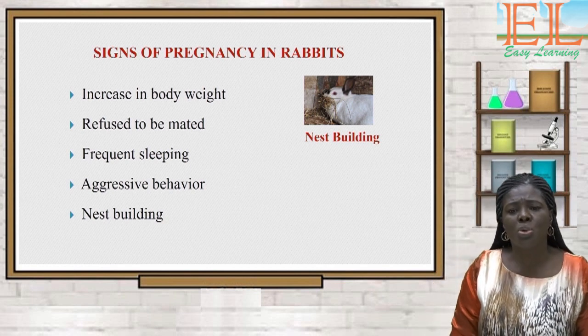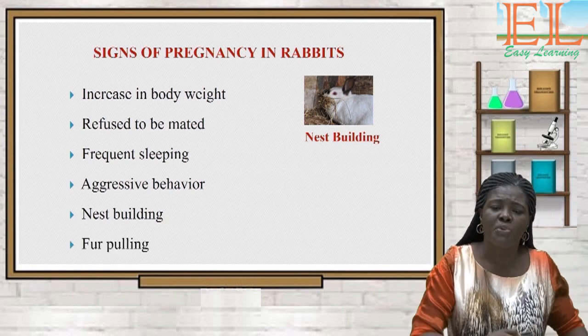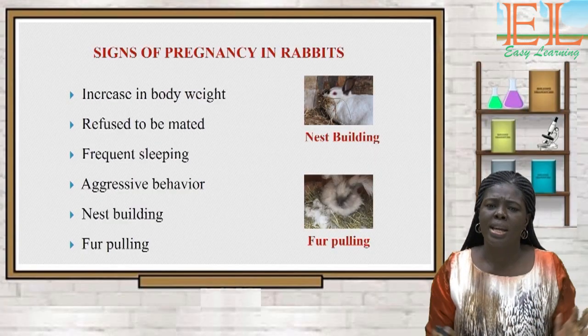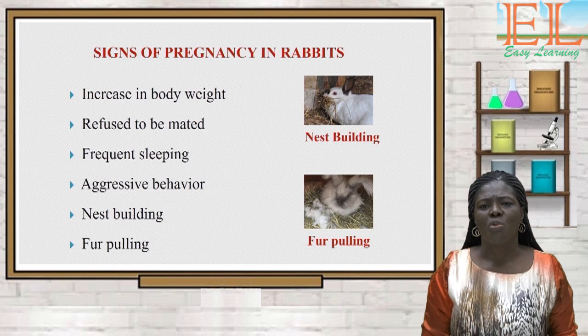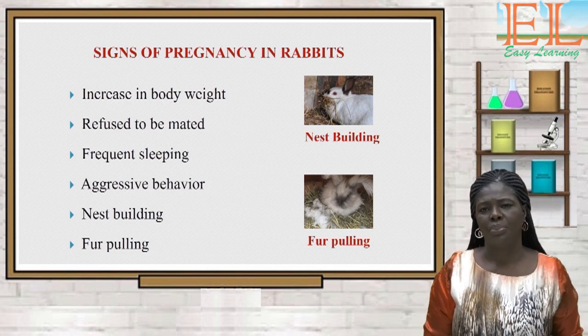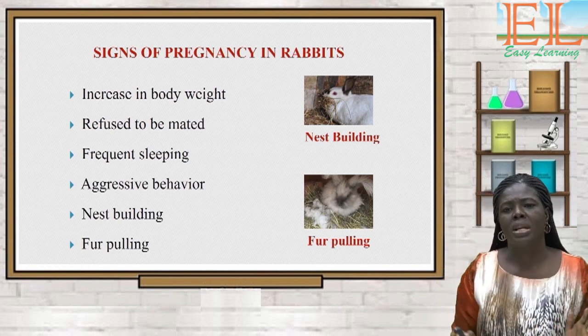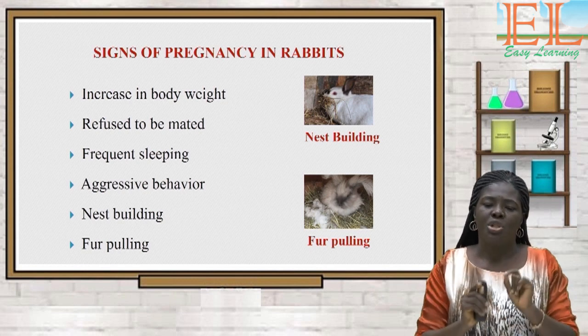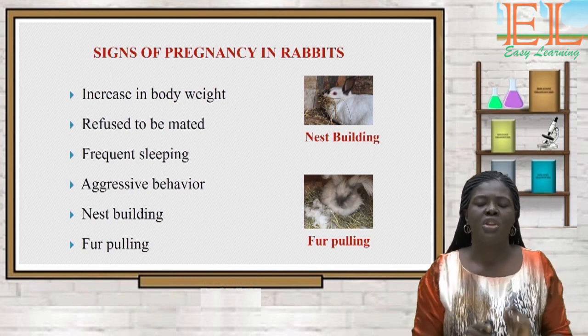Another thing that it will be doing is pulling fur around its belly. So when you come to the cage and you see fur around, it tells you that sooner or later the doe will deliver. These are all signs or indicators that tell you that your rabbit is going to deliver or your rabbit is pregnant. Now we've seen the pregnancy. We've seen things that will tell you that my rabbit is pregnant and very soon it will give birth.